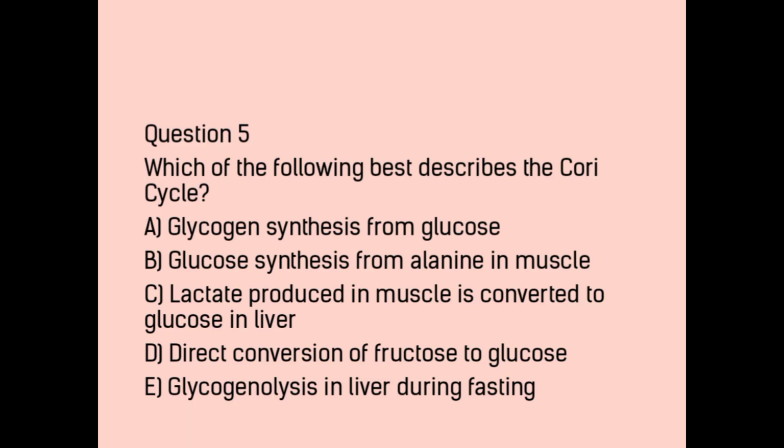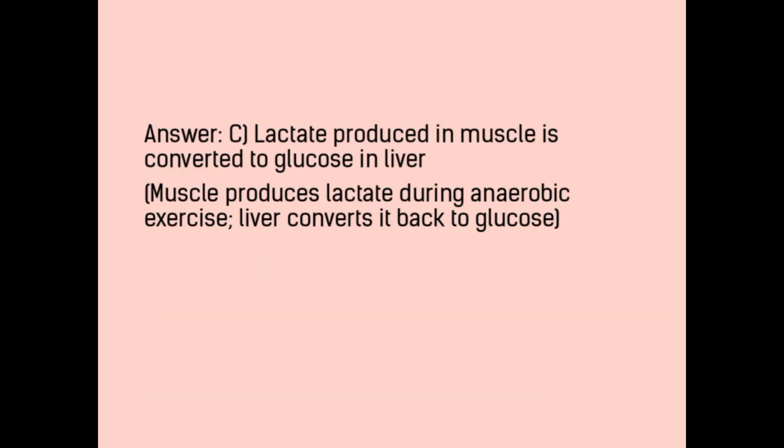So what is your answer? What do you feel the answer is? There are some pretty good options there, but there are some pretty bad options which you immediately eliminate from your mind. And the answer is C. Lactate produced in muscle is converted to glucose in the liver. The muscle will produce lactate during anaerobic exercise, because during aggressive exercise, the body doesn't have enough time to take in enough oxygen, and even the little oxygen that is taken in is consumed immediately. So it's basically an anaerobic process during that time.